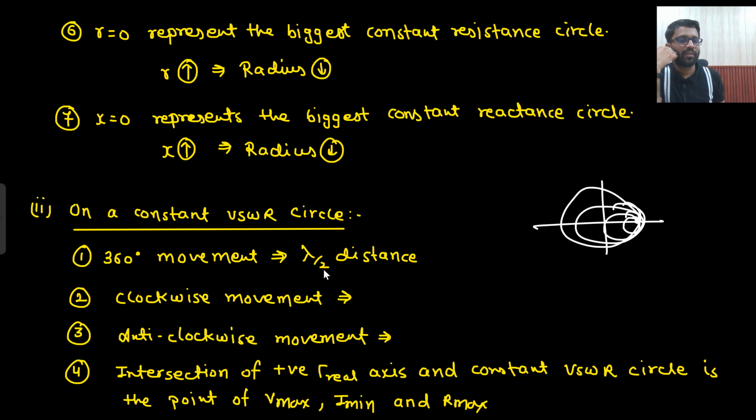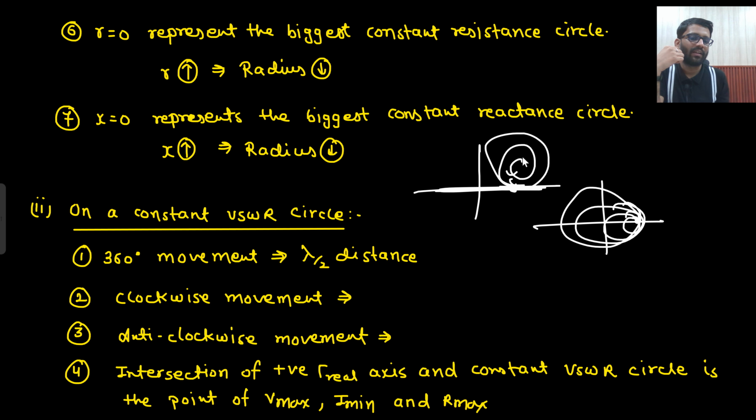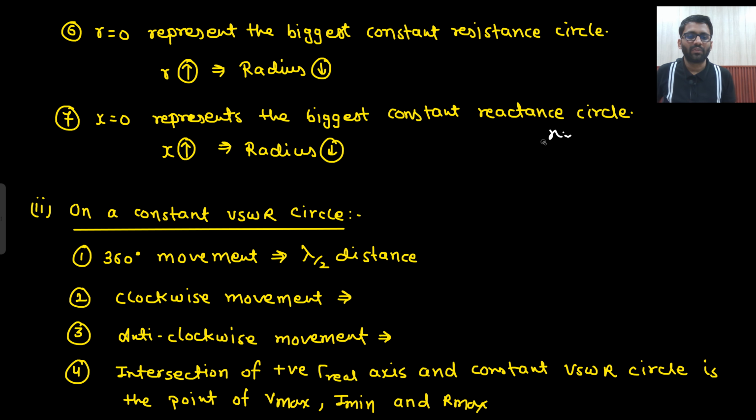And x equals to 0 represents the biggest constant reactance circle, right? Because x equals to 0 means this circle, then x equals to 1, this circle, and in that manner. So if the x value is increasing, then the radius will decrease. This is your x equals to 1, this is your x equals to 2. So this was about the Smith chart.